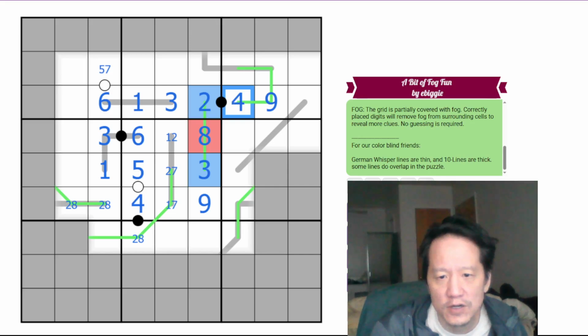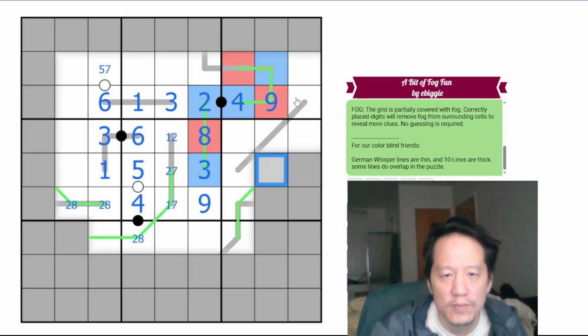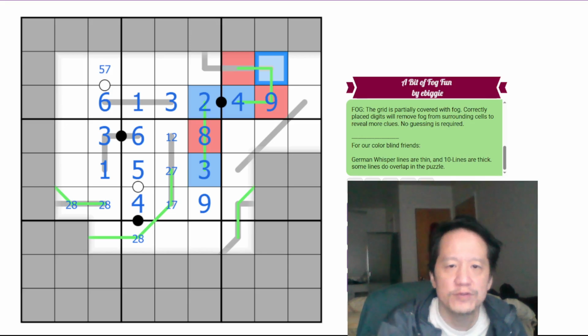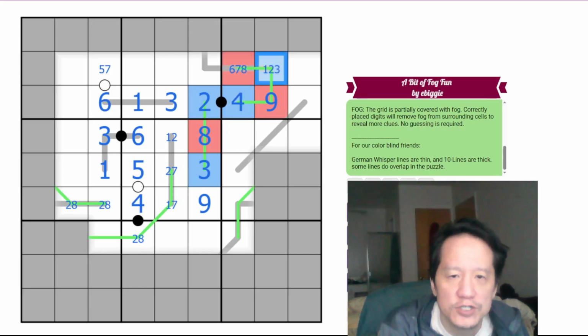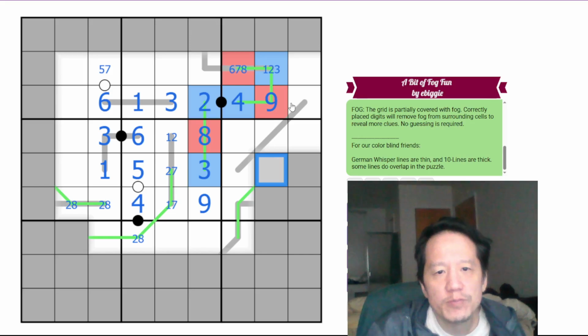So this is a low also. This is a high. This must be low. And this must be high. So this could be 1 through 3. And this is 6 through 8. We're not sure which. Those are both on a 10 line, though. That's interesting.